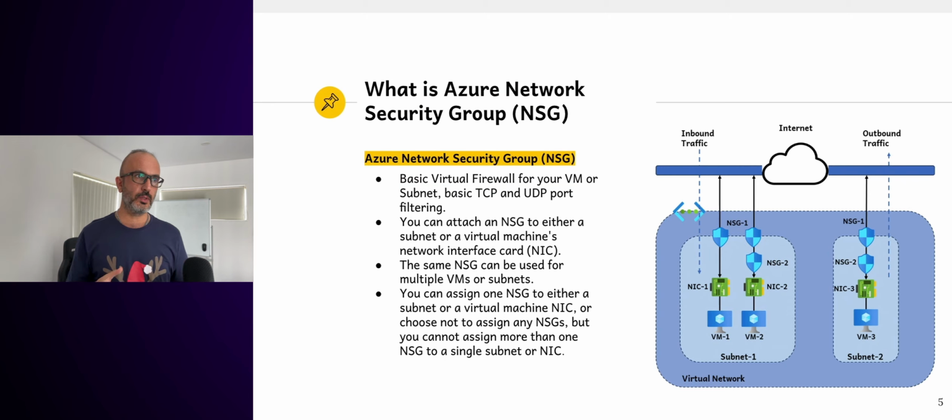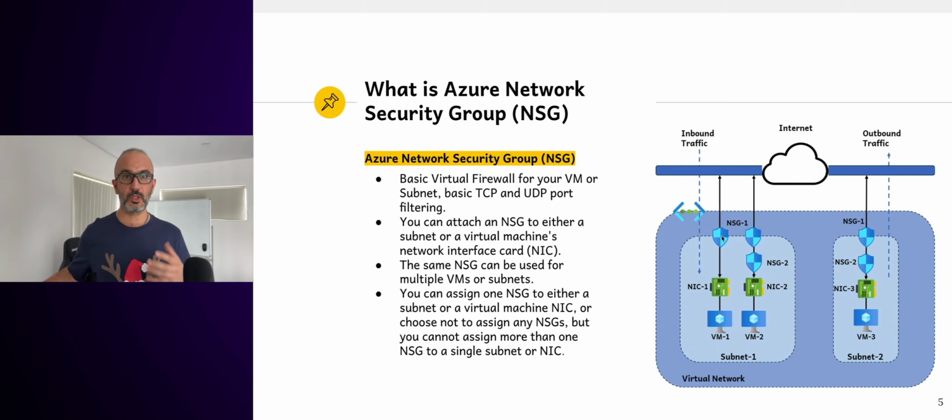So without further ado, let's jump into what is a network security group, or an Azure network security group. A network security group is a basic virtual firewall allowing you to have basic traffic filtering based on TCP and UDP port. It provides you with the bare minimum of network security, and it is very straightforward and easy to understand.